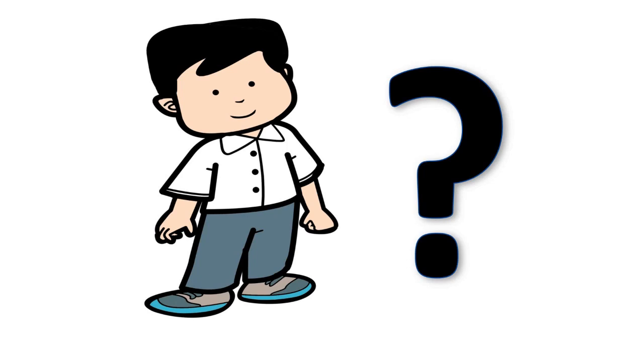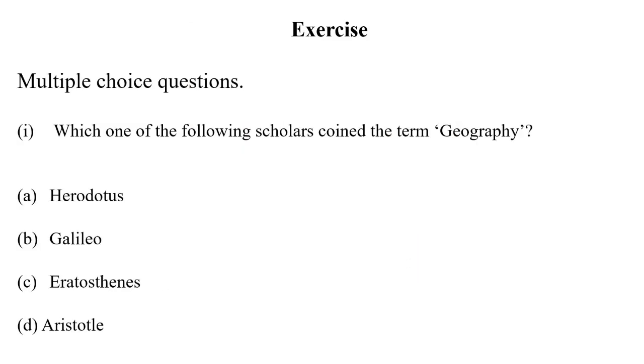Now students, this is the end of this lecture for today. Let's try to recapitulate what we have read via some MCQs. The first question for you is, which one of the following scholars coined the term geography? The options for you are: number 1, Herodotus; number 2, Galileo; number 3, Eratosthenes; and number 4, Aristotle. And the right option for you is Eratosthenes.